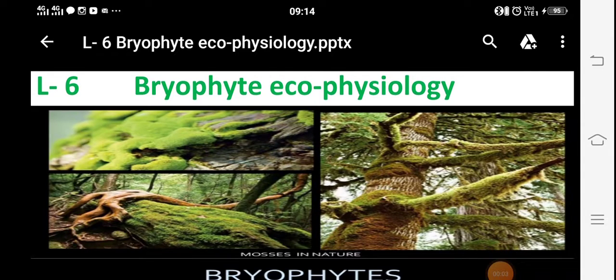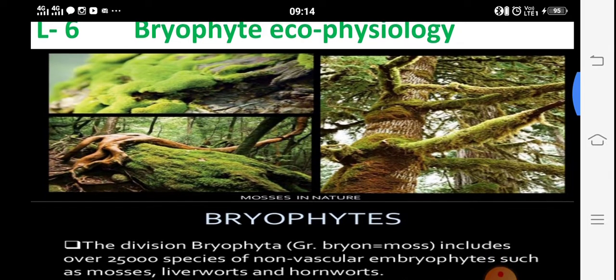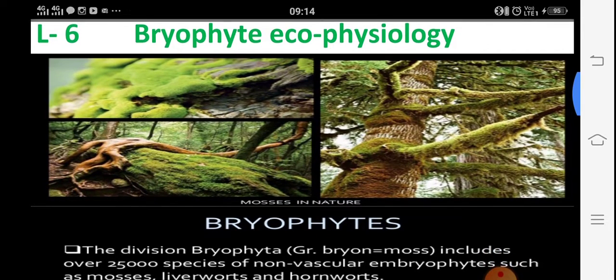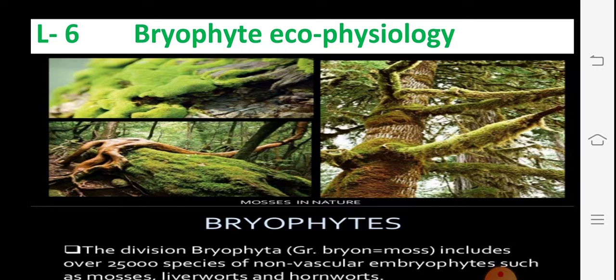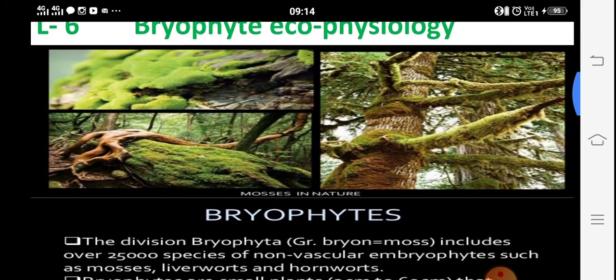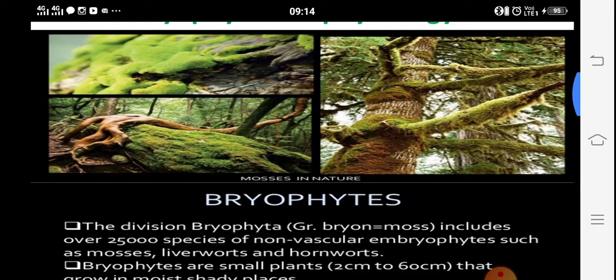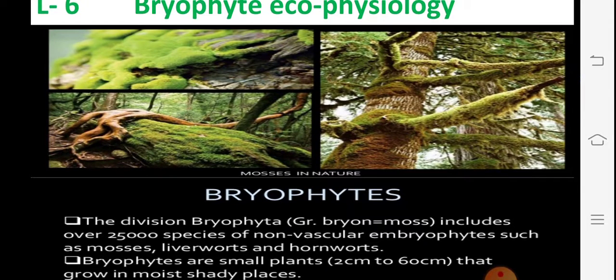So we are starting our next credit. It is the bryophyte ecology. Here you are observing the different habitats of the bryophytic conditions, and physiology means that related with the vegetative growth and the reproductive growth of the bryophytes. So we will see some highlighting points in relation to these characters or this ecophysiology.